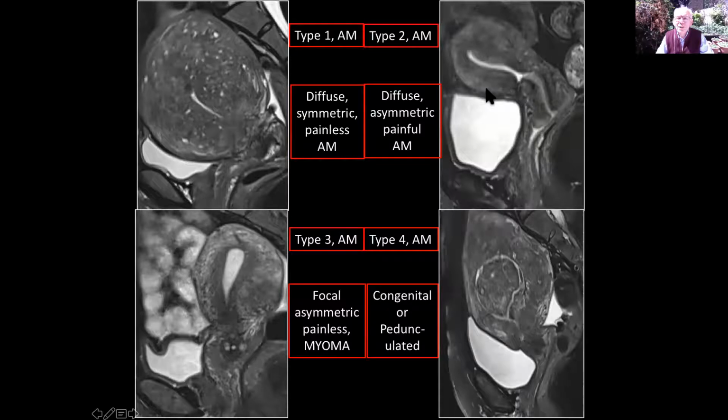This is the common variant in the UK. This is a painful pattern of adenomyosis where you can see this thickening of the lining of the womb here. It extends into the myometrium and is often associated with an enlarged cervix.